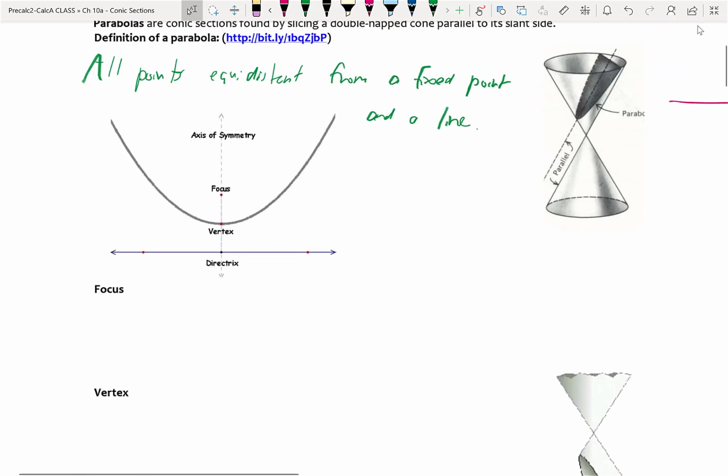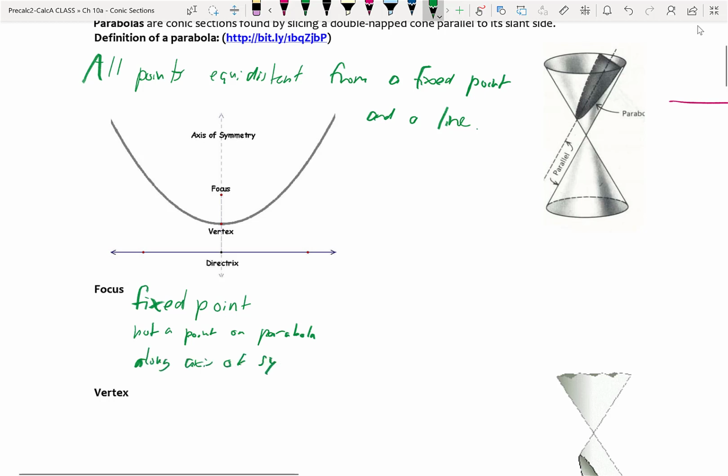The focus is that fixed point. It's a fixed ordered pair that is the point that we're drawing our distance from. It is not a point on the parabola itself, but it is a descriptor point and one we're going to be using to figure out lots and lots and lots of other points. Another thing about the focus is that it is along the axis of symmetry.